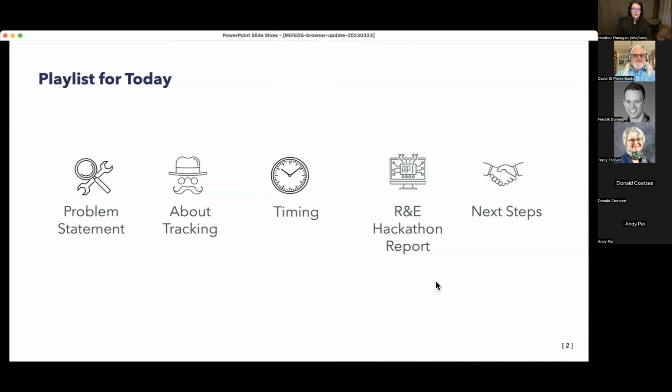Okay, so what are we talking about today? We're going to talk about what's the problem that organizations are trying to address that has brought us to this state. I'm going to talk a little bit about how tracking happens, and I know many of you have seen that, but I want to make sure we all have the same level of knowledge as to, when you're talking about tracking, what exactly are you talking about? We're going to talk about the timing of when changes are happening. We're going to talk a little bit about the research and education hackathon meeting that happened a couple weeks ago in Mountain View. And then, with all of that, what are our next steps?